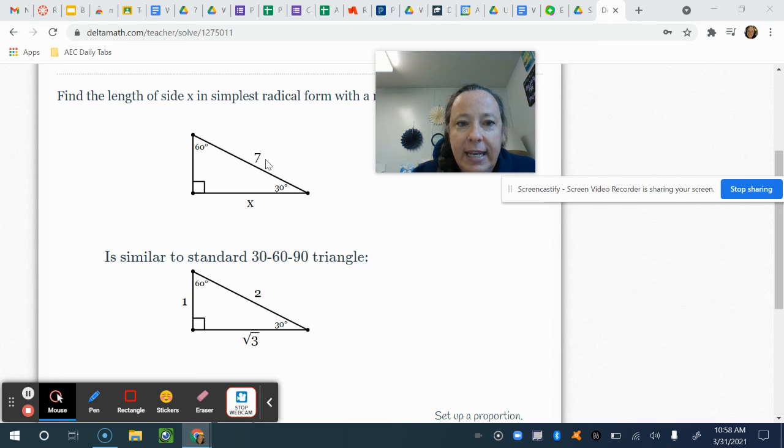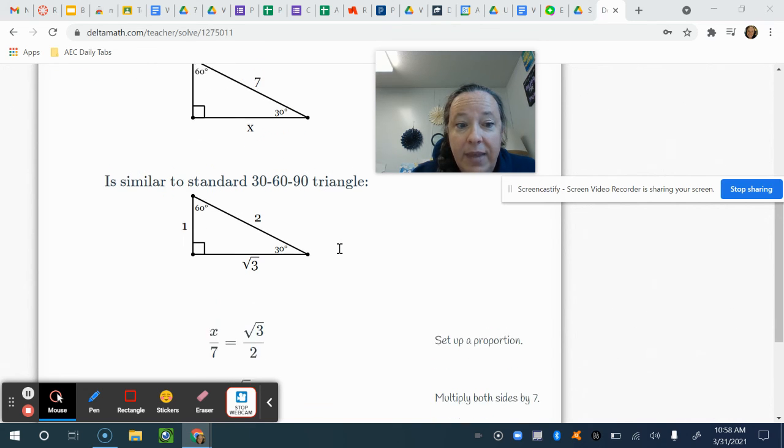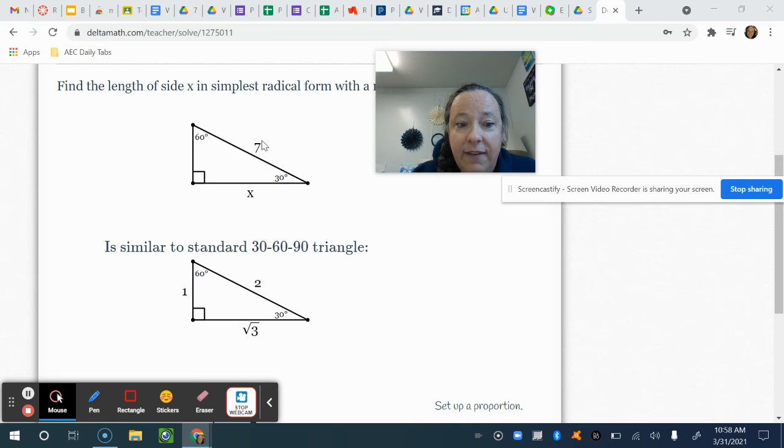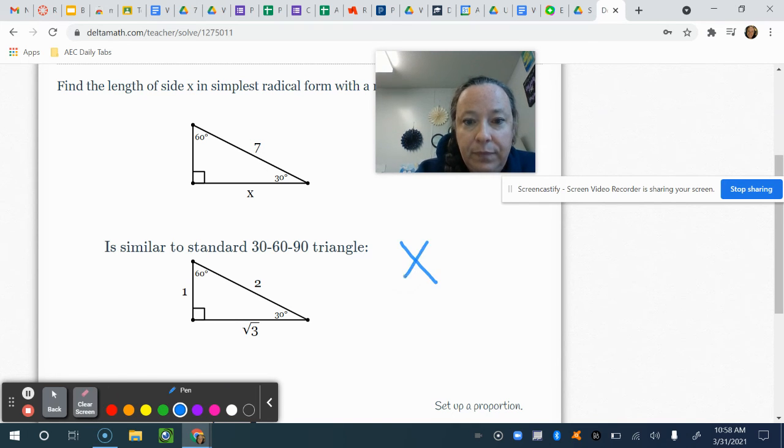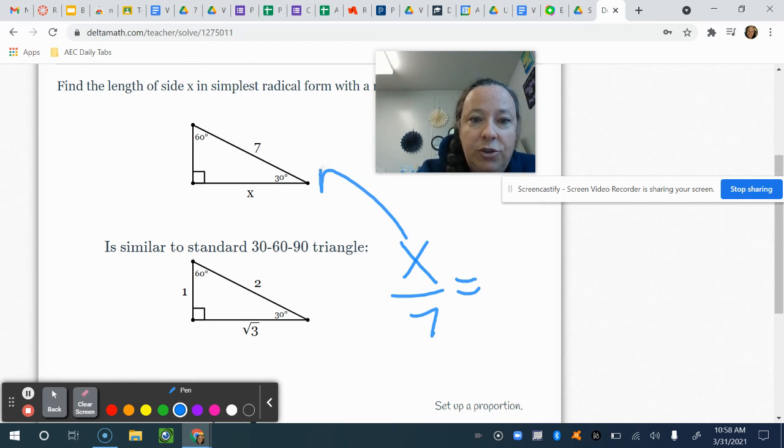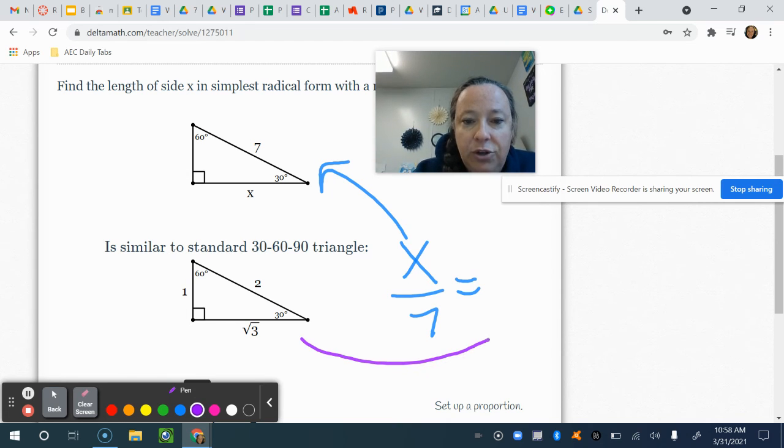And so look, we can set it up, as long as it's intuitive, we can set it up. They did x is to 7. So x is to 7. If we do that, x is to 7. And that's from this triangle. What would I have to do from this triangle? Well, x is on the bottom, so that would be radical 3 on the bottom. And then 7 is the hypotenuse, so 2. So that would be my setup.